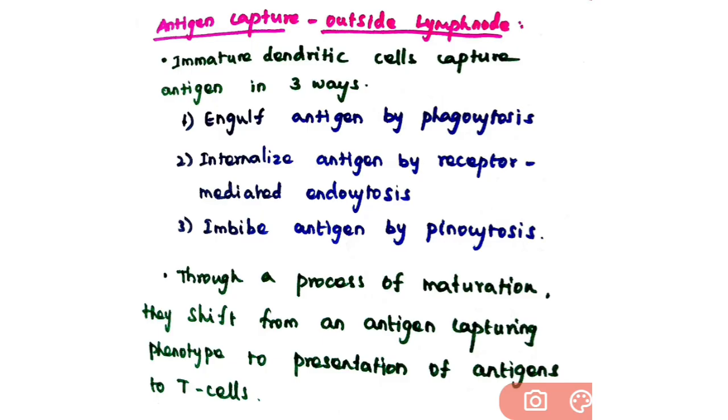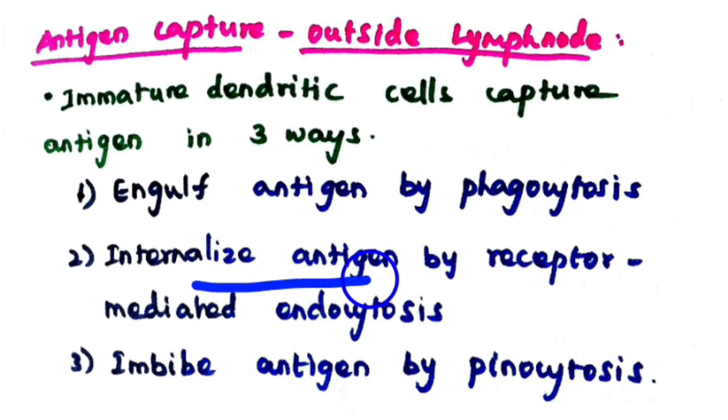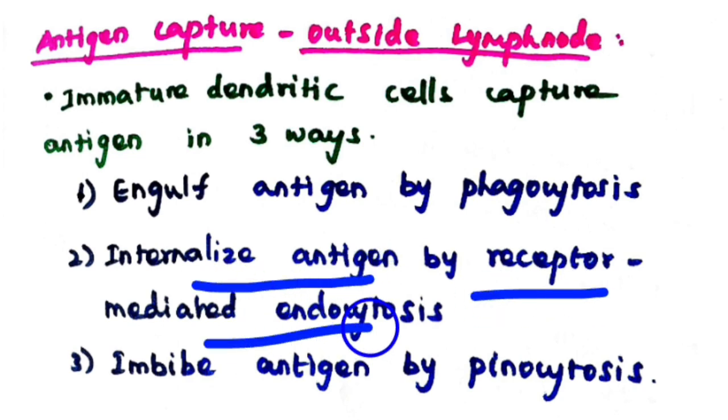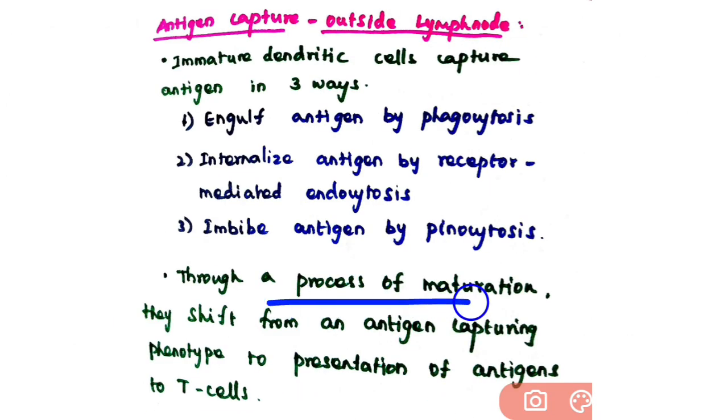This antigen capture outside the lymph node takes place in three ways. Dendritic cells may engulf antigen by phagocytosis, or internalize the antigen by receptor mediated endocytosis, or imbibe antigen by pinocytosis. Through a process of maturation, they shift from an antigen capturing phenotype to presentation of antigens to T cells.